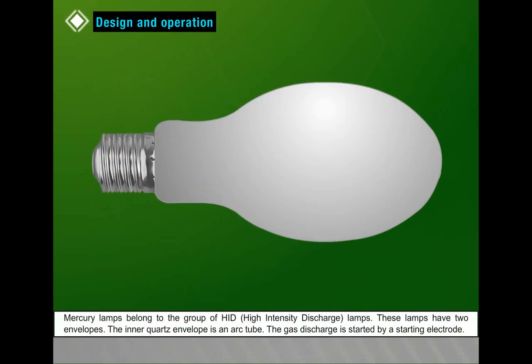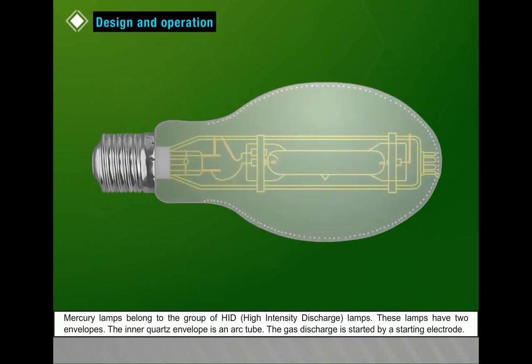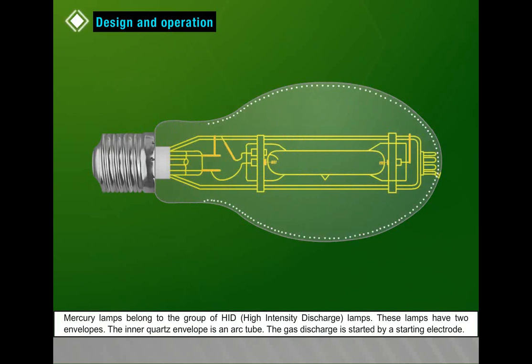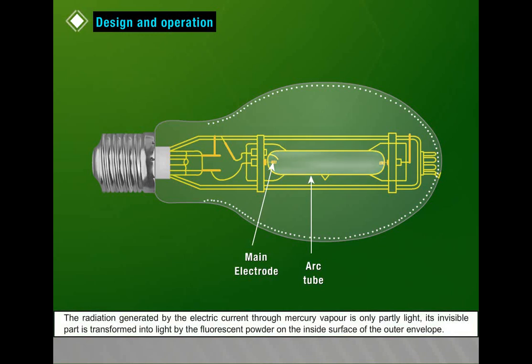Design and operation. Mercury lamps belong to the group of HID, that is, high-intensity discharge lamps. These lamps have two envelopes. The inner quartz envelope is an arc tube. The gas discharge is started by a starting electrode. The radiation generated by the electric current through mercury vapor is only partly light. Its invisible part is transformed into light by the fluorescent powder on the inside surface of the outer envelope.